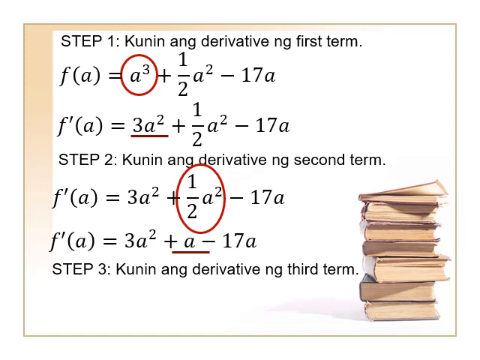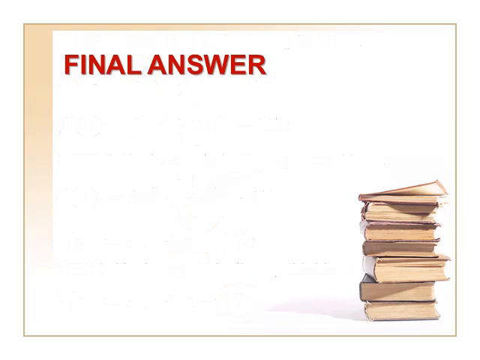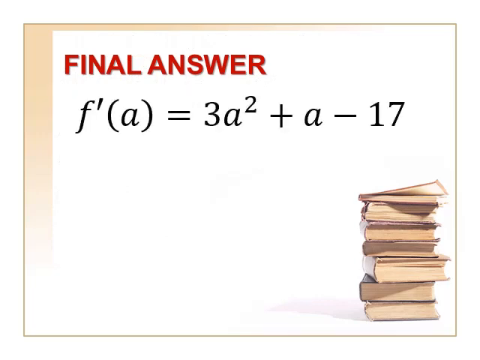And then, step 3, kunin ang derivative ng third term. So, the third term is 17a. So, again, pwede tayong gumamit ng shortcut. Okay, so tatanggalin lang natin yung variable and then copyhin lang natin yung constant. So, therefore, the final answer is f prime of a is equal to 3a squared plus a minus 17.